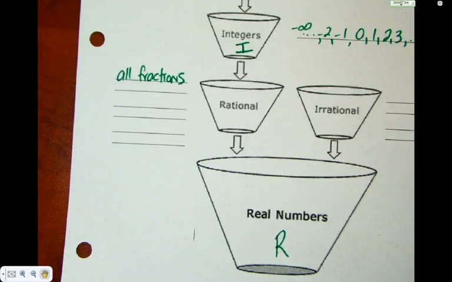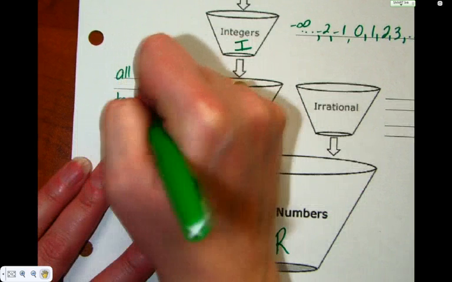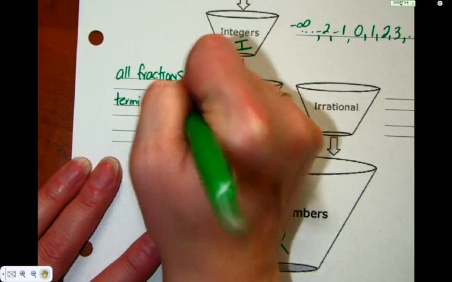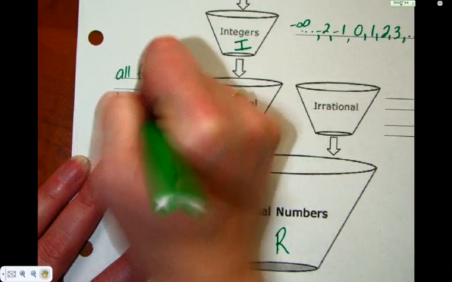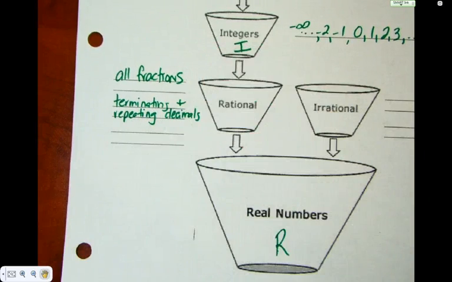Decimals that we call terminating, so they stop, like 2.5, 3.16. And then there's a whole bunch of other decimals that we call repeating. So we call this terminating and repeating decimals. So all fractions, all terminating and repeating decimals. And then there's a third group of numbers that fall under the rationals, and that's what's called perfect roots.